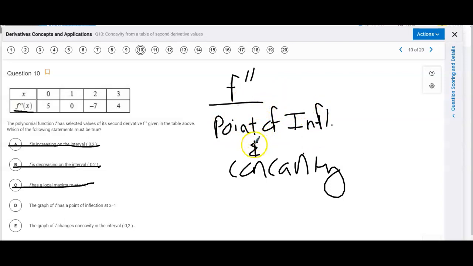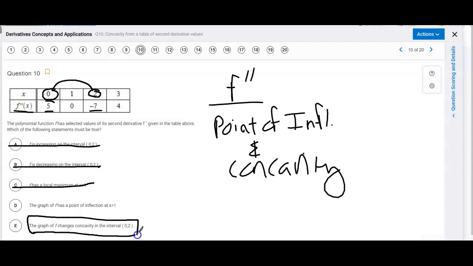Okay, so anytime the second derivative is positive, it's concave up. So like, for instance, here at x equals 0, since the second derivative is positive, my graph is concave up at that point. At x equals 2, since my graph has a negative second derivative, that means that my graph of f will be concave down. So as we go from 0 to 2, it looks like it changed concavity. So this statement seems to be true. The graph of f changes concavity somewhere on the interval from 0 to 2.